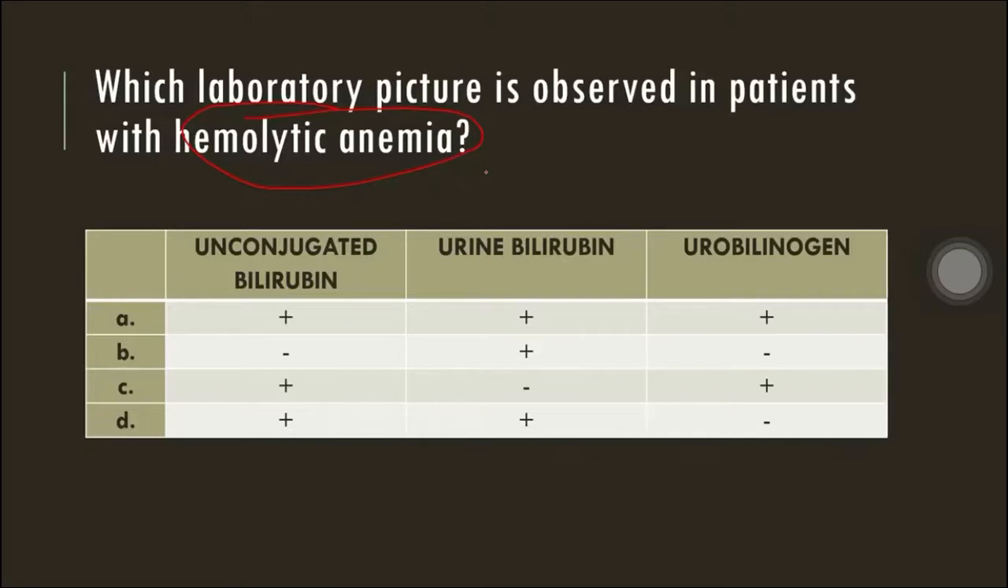So again, hemolytic anemia may cause release of hemoglobin. So mas maraming hemoglobin, mas maraming converted into unconjugated bilirubin. Okay, so ang result for this, the answer for this question is letter C. Positive unconjugated bilirubin, negative urine bilirubin, positive for urobilinogen.